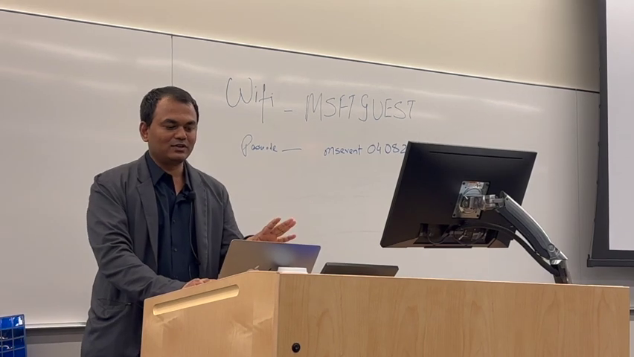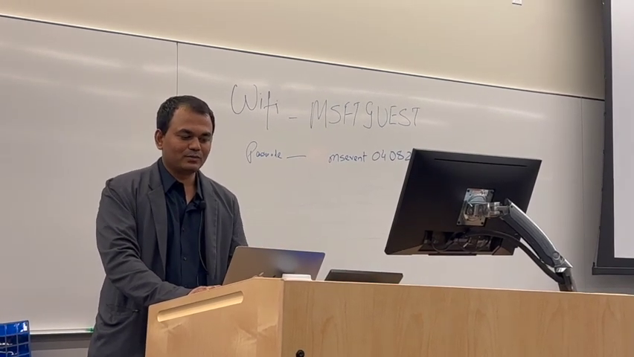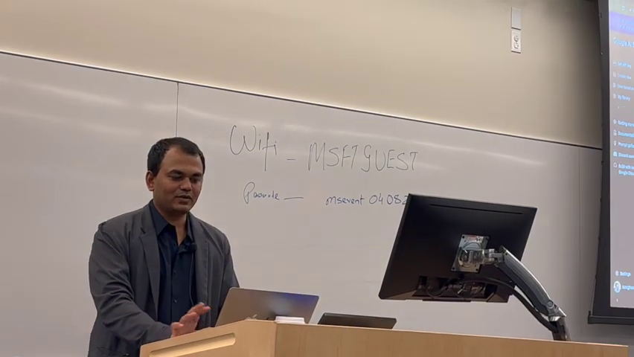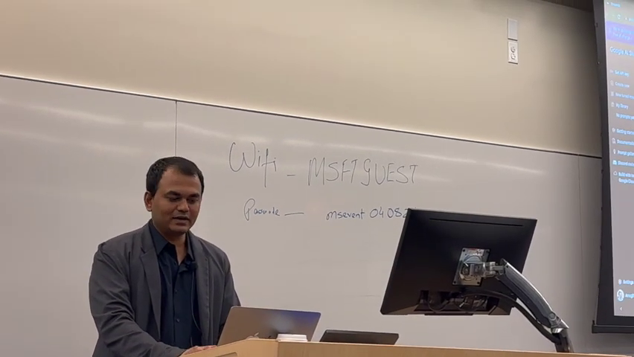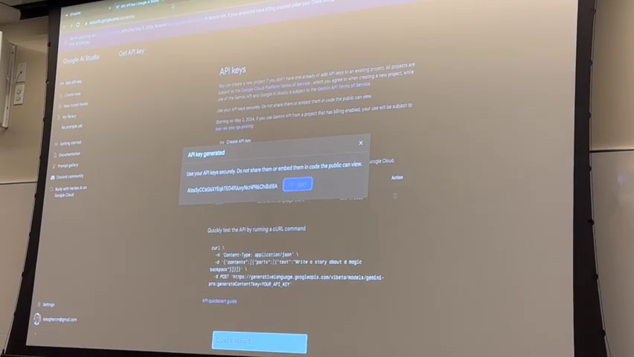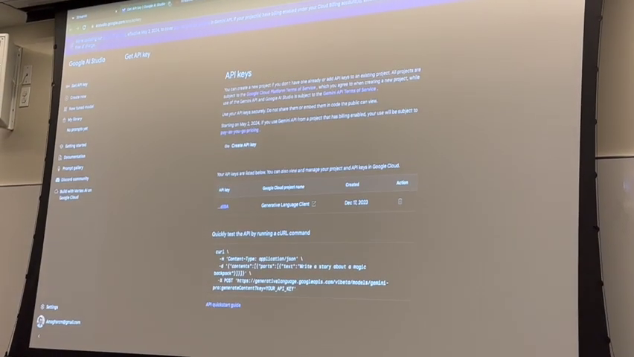To run this application, all you need is an API key from Google that you can get by clicking on this box. If you're logged into your Google account, it will directly take you to the page. You just have to click on create API key. Once it is created, you can copy it from here, and that's it.